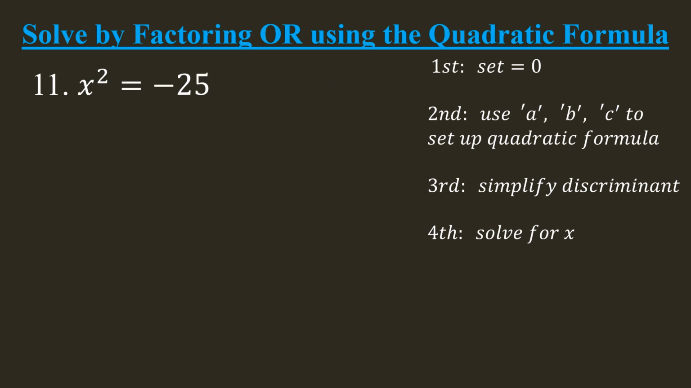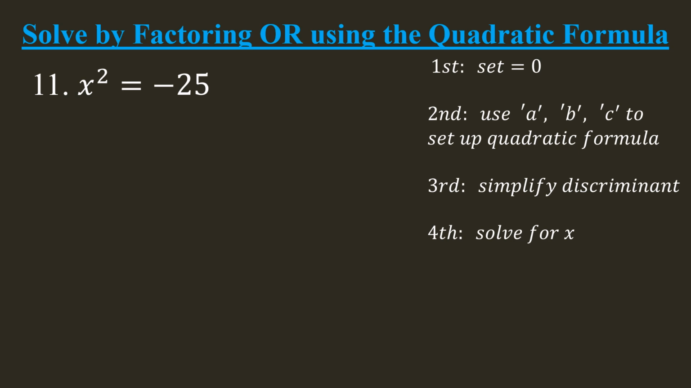Number 11, x squared equals negative 25. If you'd like, you can set it equal to 0, and you could use your a and c values because you wouldn't have a b. There's no x term or no linear term. And you could find the discriminant and then solve for x. But I see this one as a previous lesson.